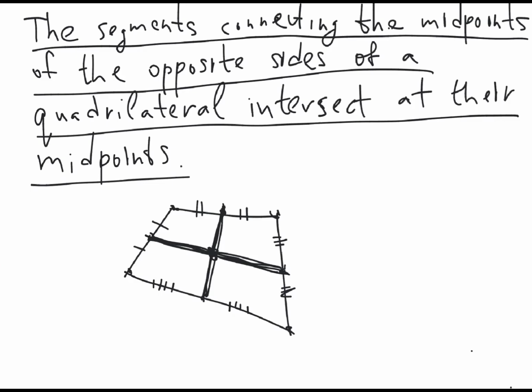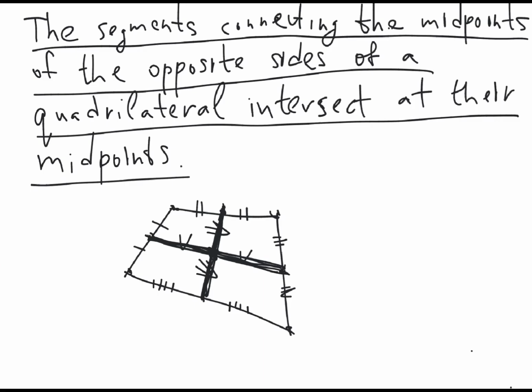So basically this segment is equal to this segment, and I don't know how to denote it, let's say something like this. So this segment is equal to this segment, and this segment is equal to this segment. So this intersection point divides each of these segments in half, which is kind of a curious fact.